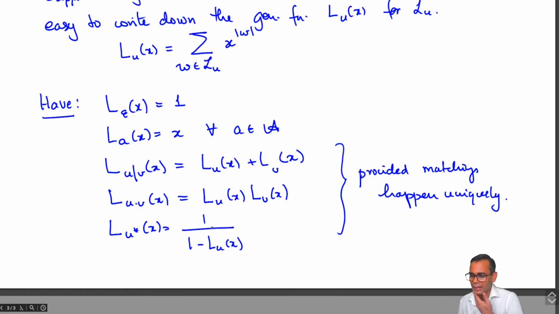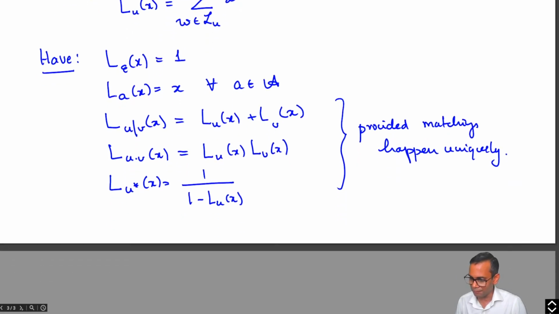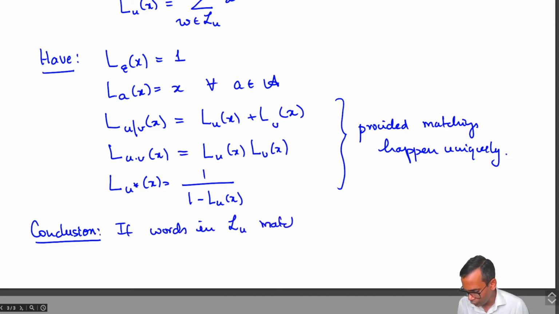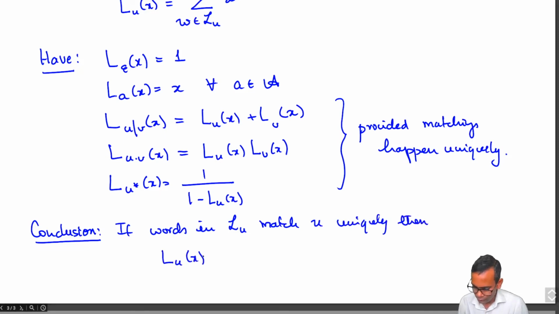So here's one immediate conclusion from this. If words in L_U match U uniquely, then of course L_U(x) is going to be built up from 1 and x by using the operations of plus, multiplication, and 1 over 1 minus whatever. So this will always be a rational function.